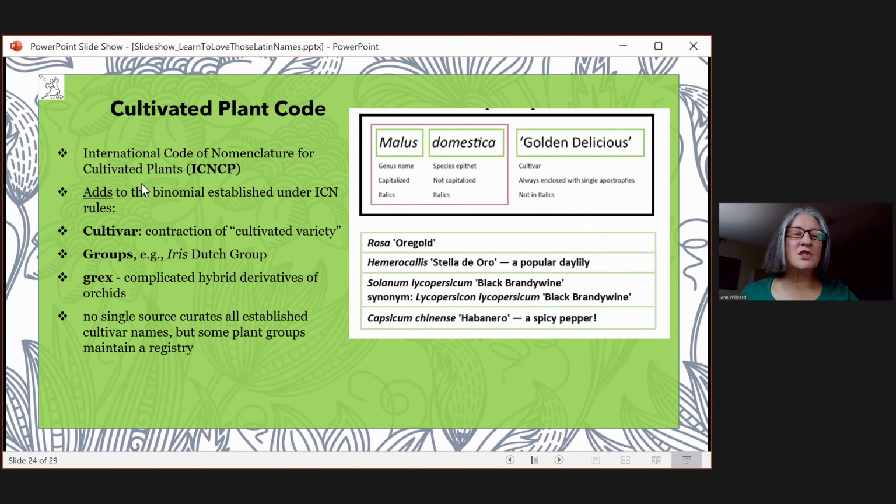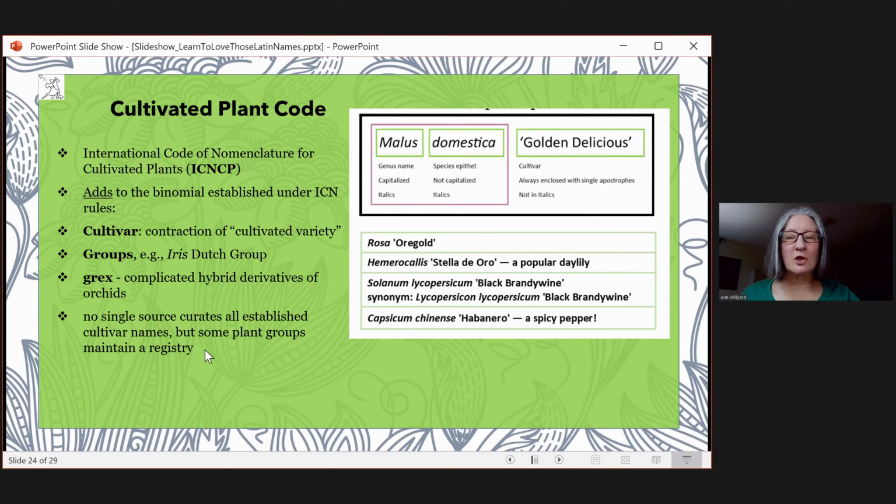Cultivated plant code. So there's actually another set of rules called the nomenclature for cultivated plants. And what it does is it adds. So the rules basically say, follow the ICN rules for the binomial, and then you add something. And what you do is you add a cultivar name, and the word cultivar is a contraction of cultivated variety. Doesn't mean variation, just cultivated variety. And that's always in single apostrophes. There's lots of other things, the groups and grexes and things.